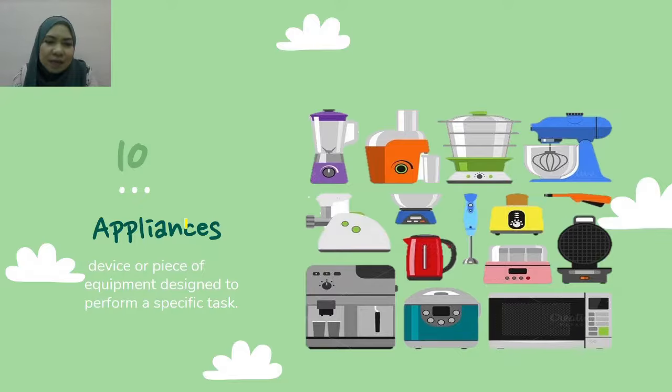Word 10, appliance. What is appliance? Device or piece of equipment designed to perform a specific task. Okay, so one equipment to do a specific task. Okay, for example, toaster to toast a bread.